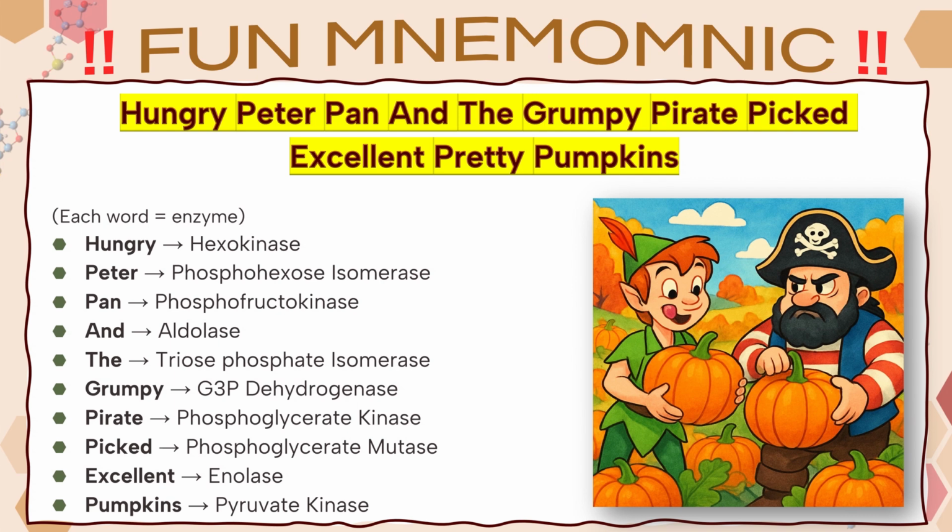Say this out loud. Hungry Peter Pan and the grumpy pirate picked excellent pretty pumpkin. Each word in this represents the enzymes in the pathway.